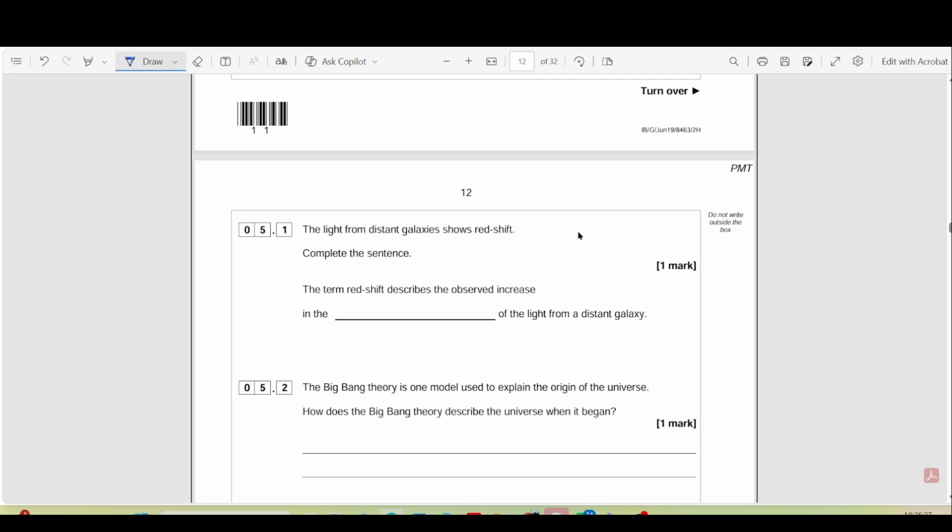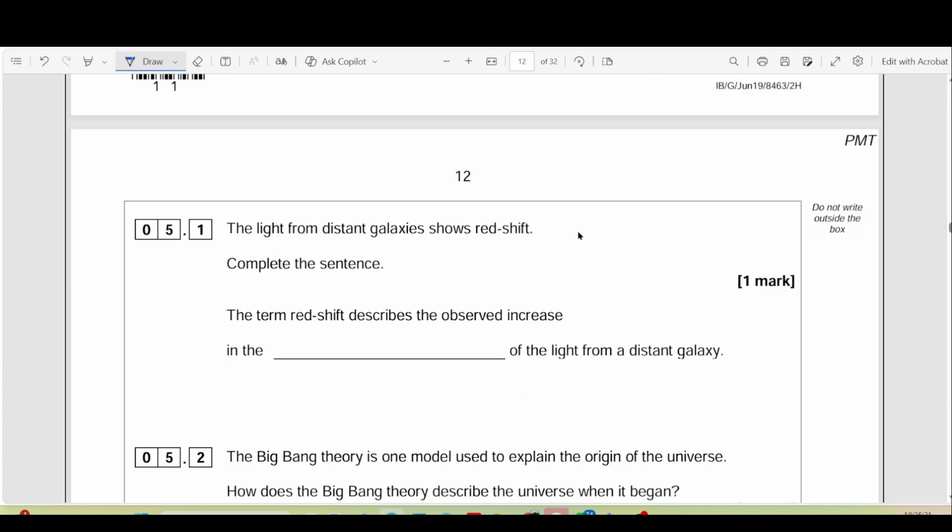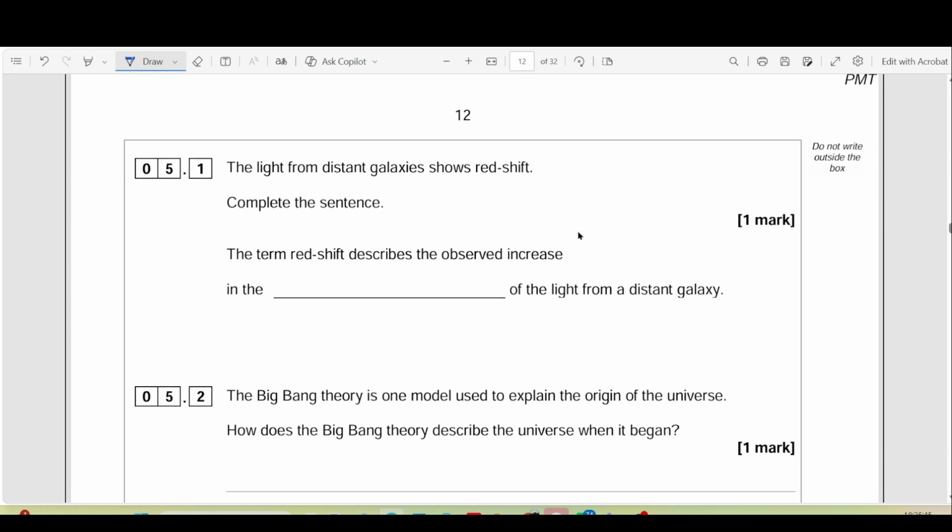Next, light from a distant galaxy shows redshift. Complete the sentence. The term redshift describes the observed increase in the wavelength of the light from a distant galaxy. It's wavelength, right?